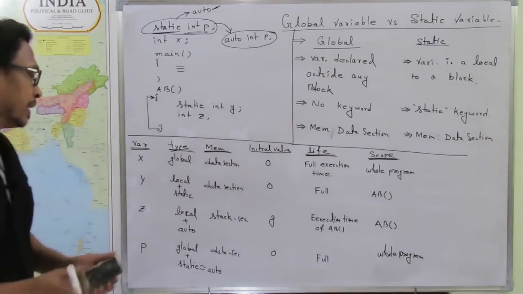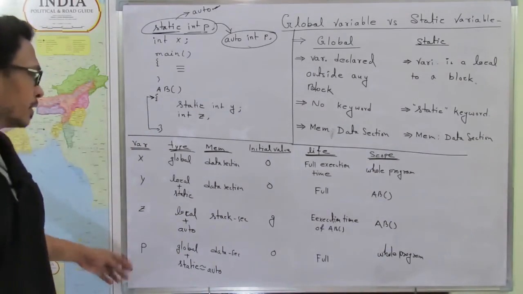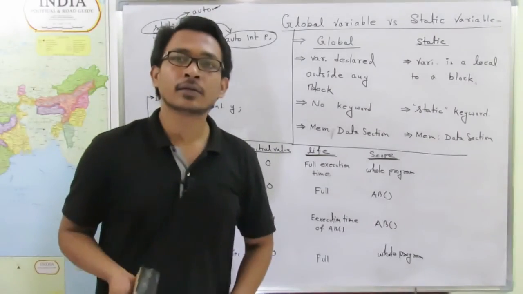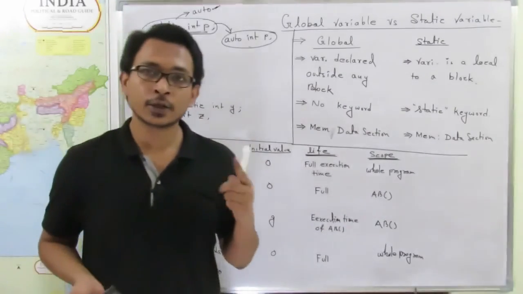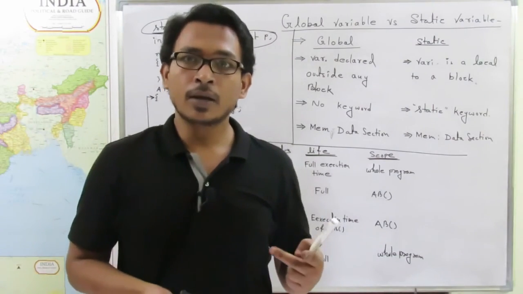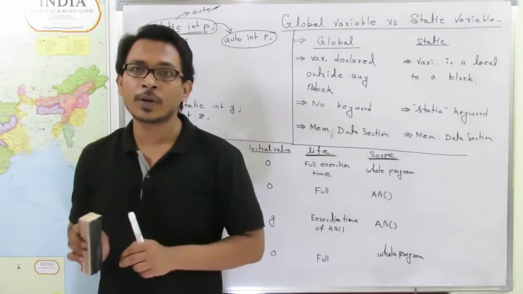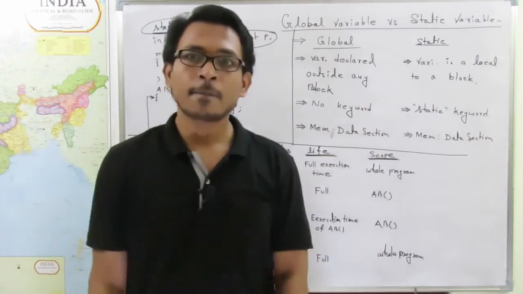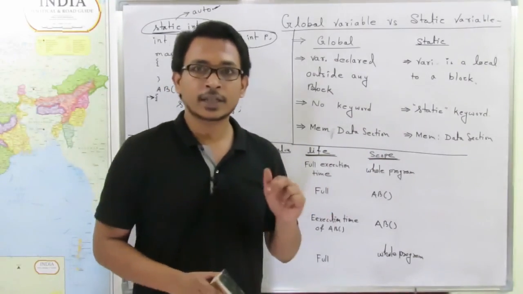Clear? So this is the full comparison between any type of variables that is possible, that is, we can declare them as local with static, global with static, or a normal local variable. Clear? So hope you understood the whole comparison between global and static variables.